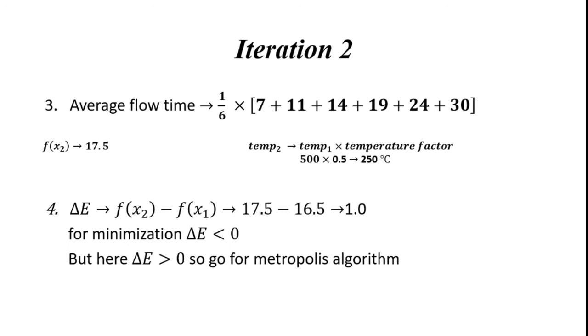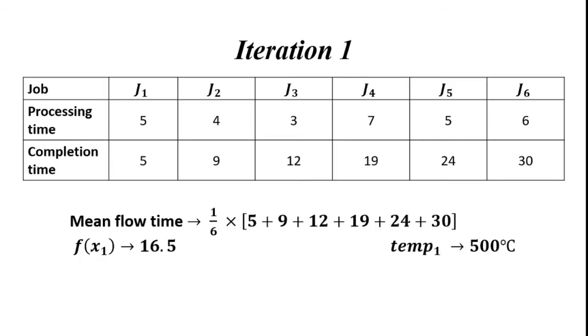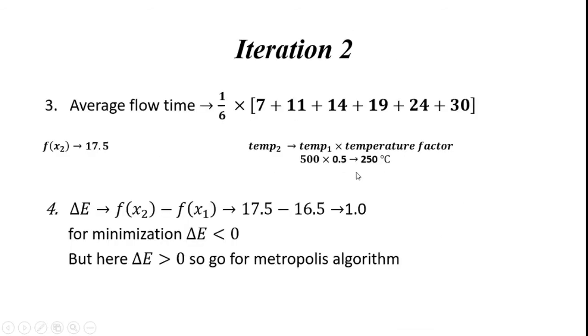Likewise, I should identify the next temperature. Temperature 2 is equal to temperature 1. My previous iteration's temperature I considered is 500. So 500 into the temperature reduction factor, which is 0.5. So 500 into 0.5 is equal to 250 degrees Celsius.